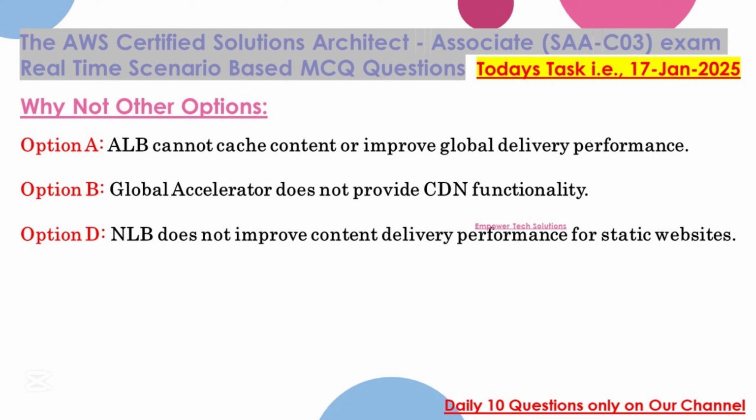Why not other options? Option A: ALB cannot cache content or improve global delivery performance. Option B: Global Accelerator does not provide CDN functionality. Option D: NLB does not improve content delivery performance for static websites.